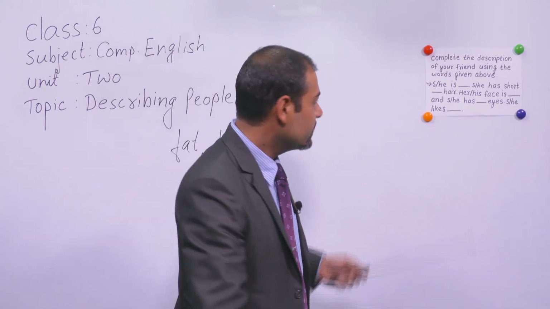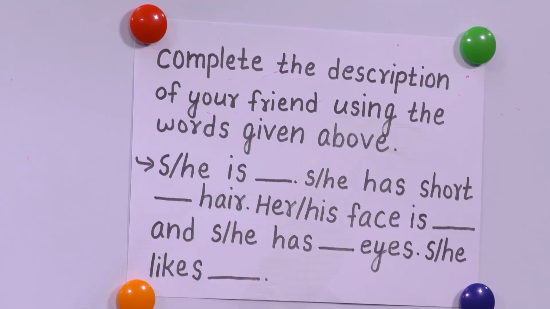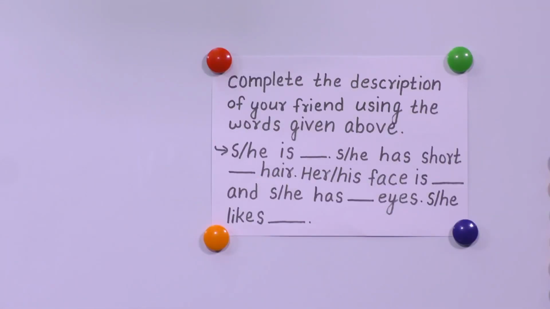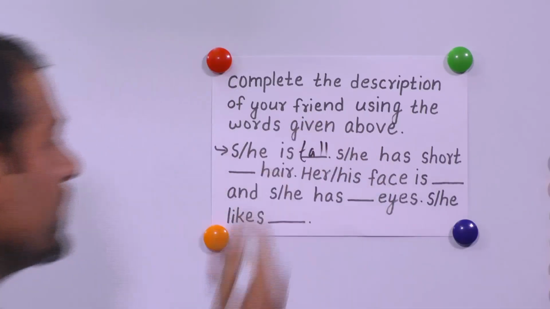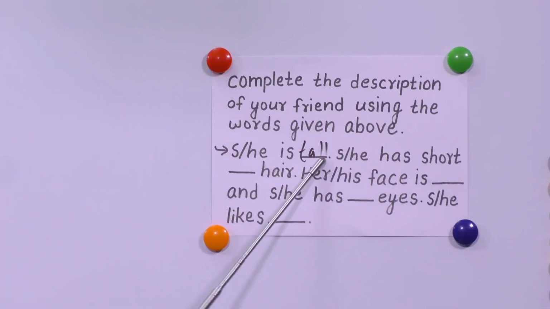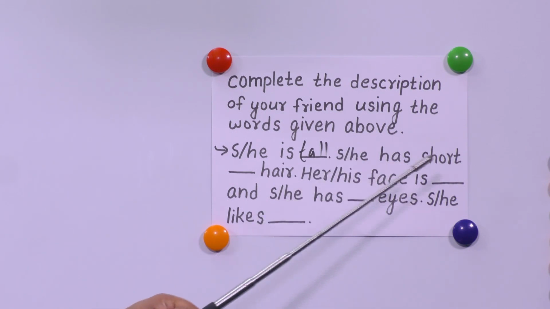So can you tell me, he, she, is. Now you can say, it means body. Is he fat, or you can say slim, or tall, or short. What do you like to write down there? Okay, no problem. You can write down tall. Or if your friend is fat, you can write down fat. If your friend is slim, you can write down slim. Okay. Next, she has short.